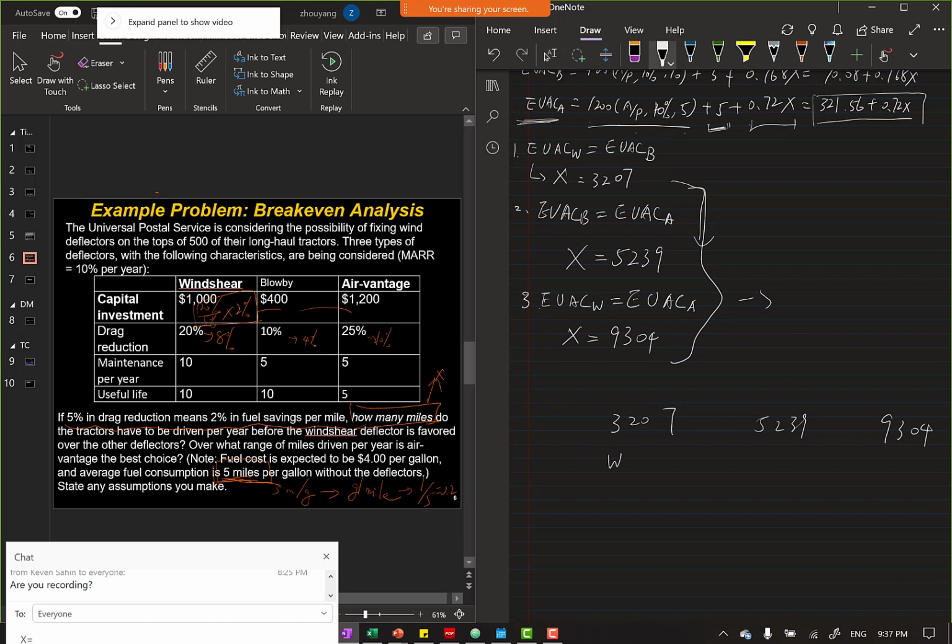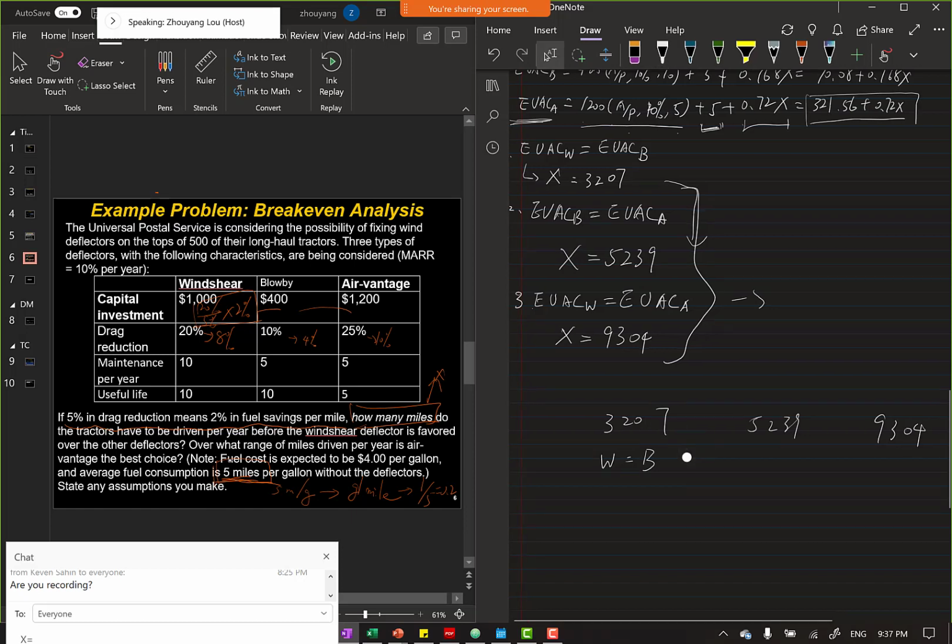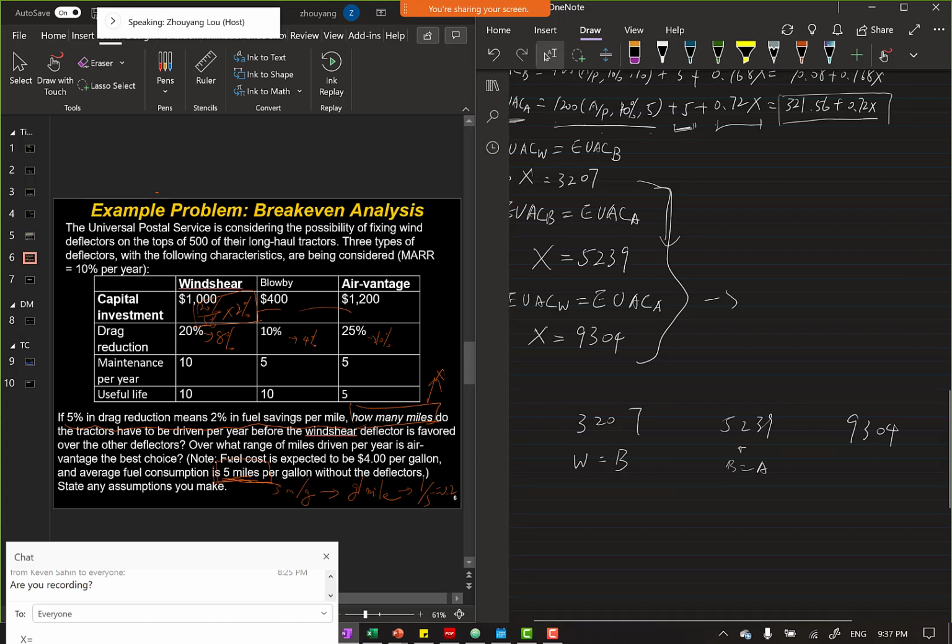So this part is where the annual worth of wind shear equals that of blow by. And this one would be where the blow by equals the air advantage, and here is where we have the wind shear equal to the air advantage.